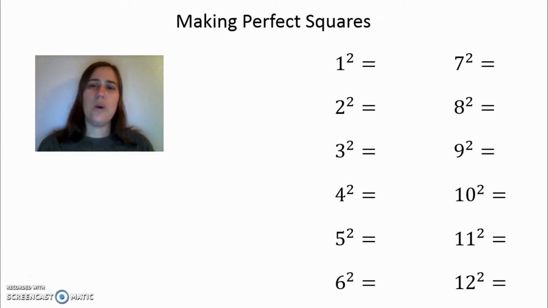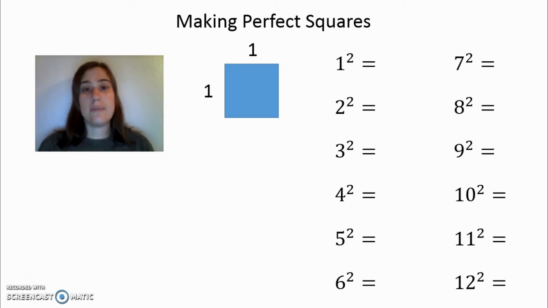To square 1, I pretend that I have a square and the sides are 1. So 1 times 1 gives me the area of the square, and the area of the square is 1. So 1 squared is 1.